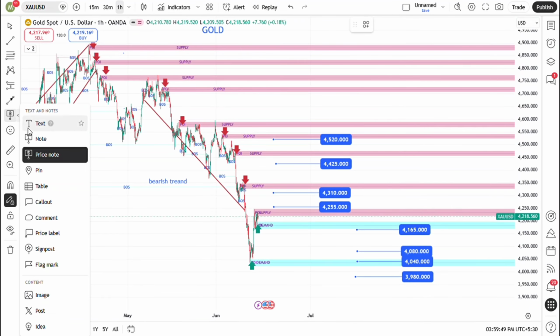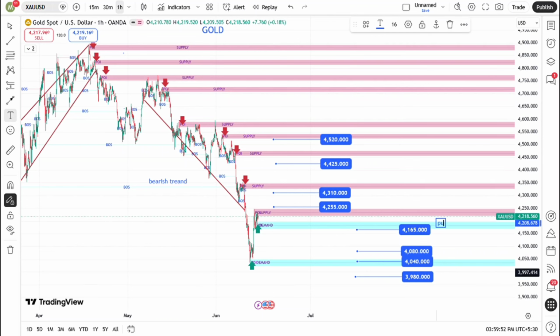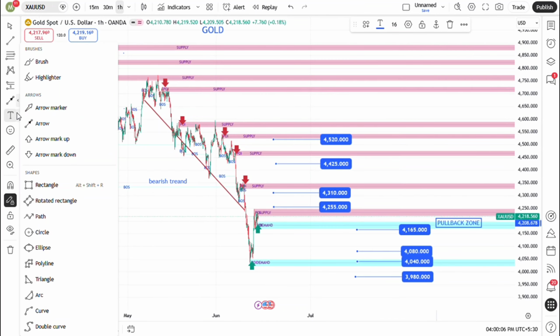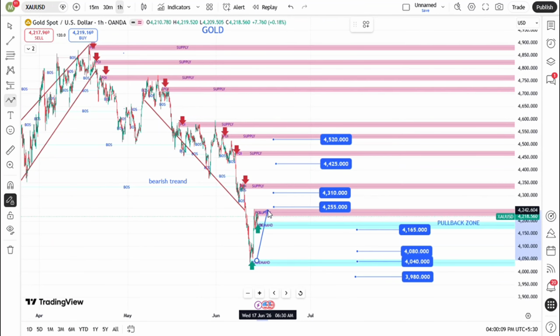The pivotal level is 4,165. Our focus is on this entry zone. We are waiting for mitigation here. Once price action confirms, we can expect the move to start. Our invalidation level is strictly set at 4,255. If price breaks this, our bias changes.